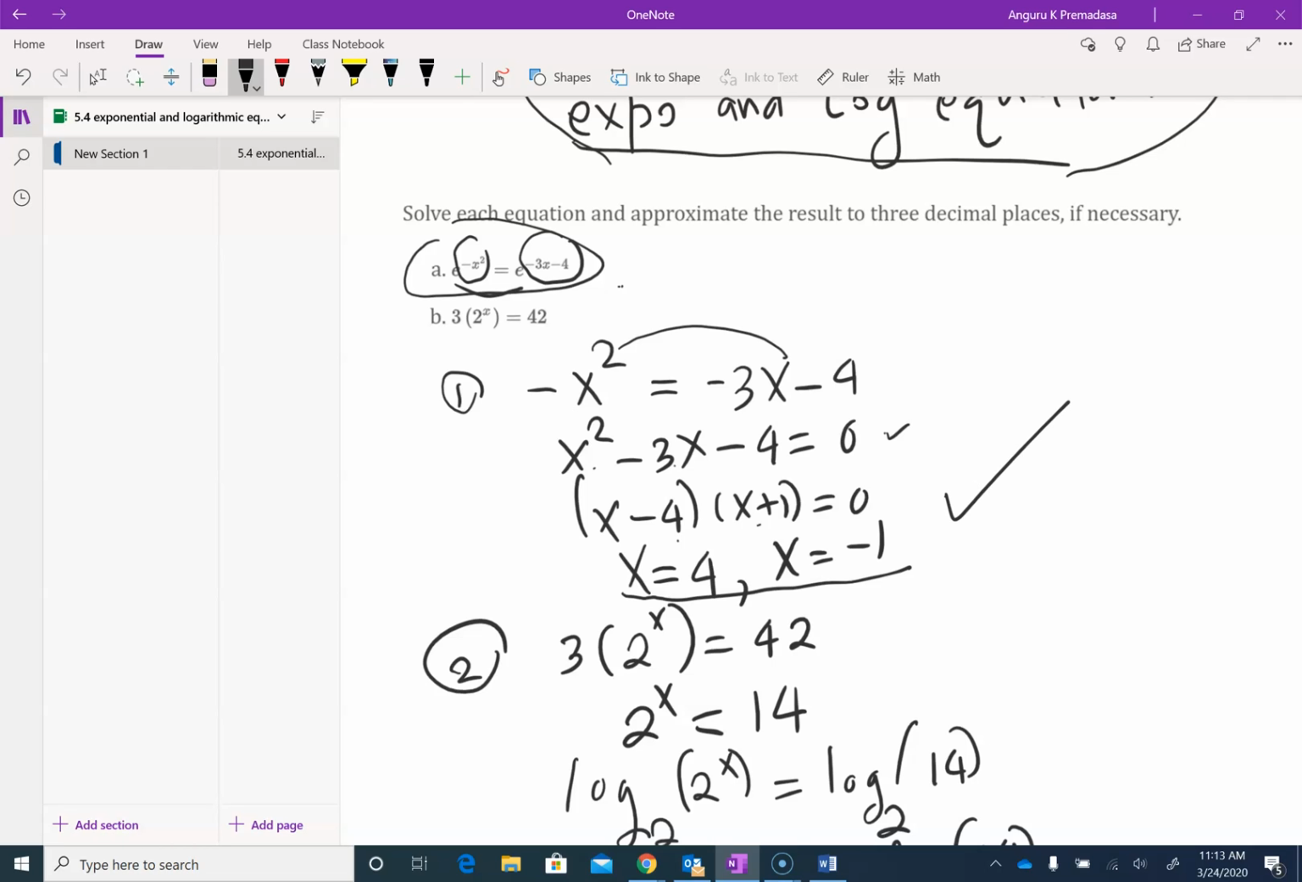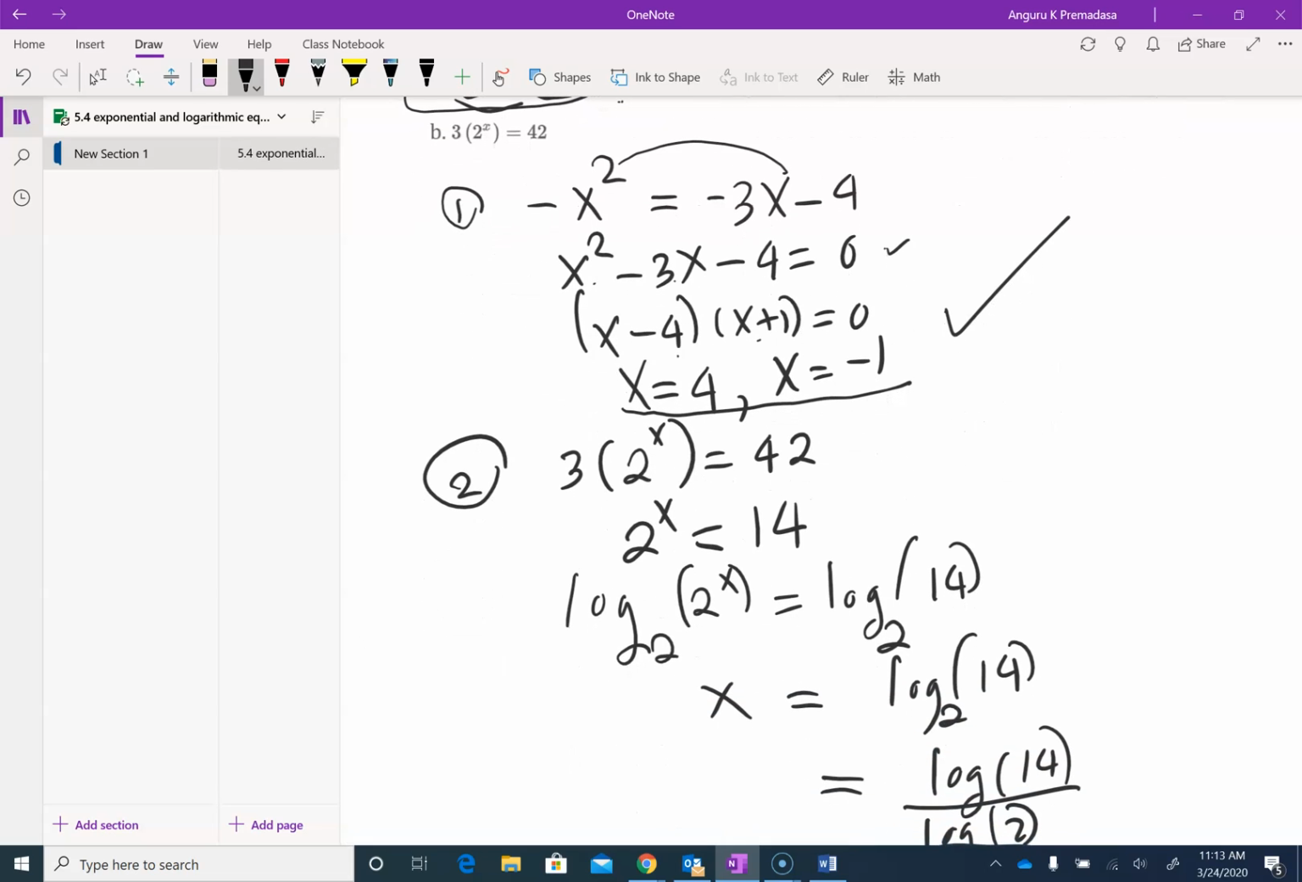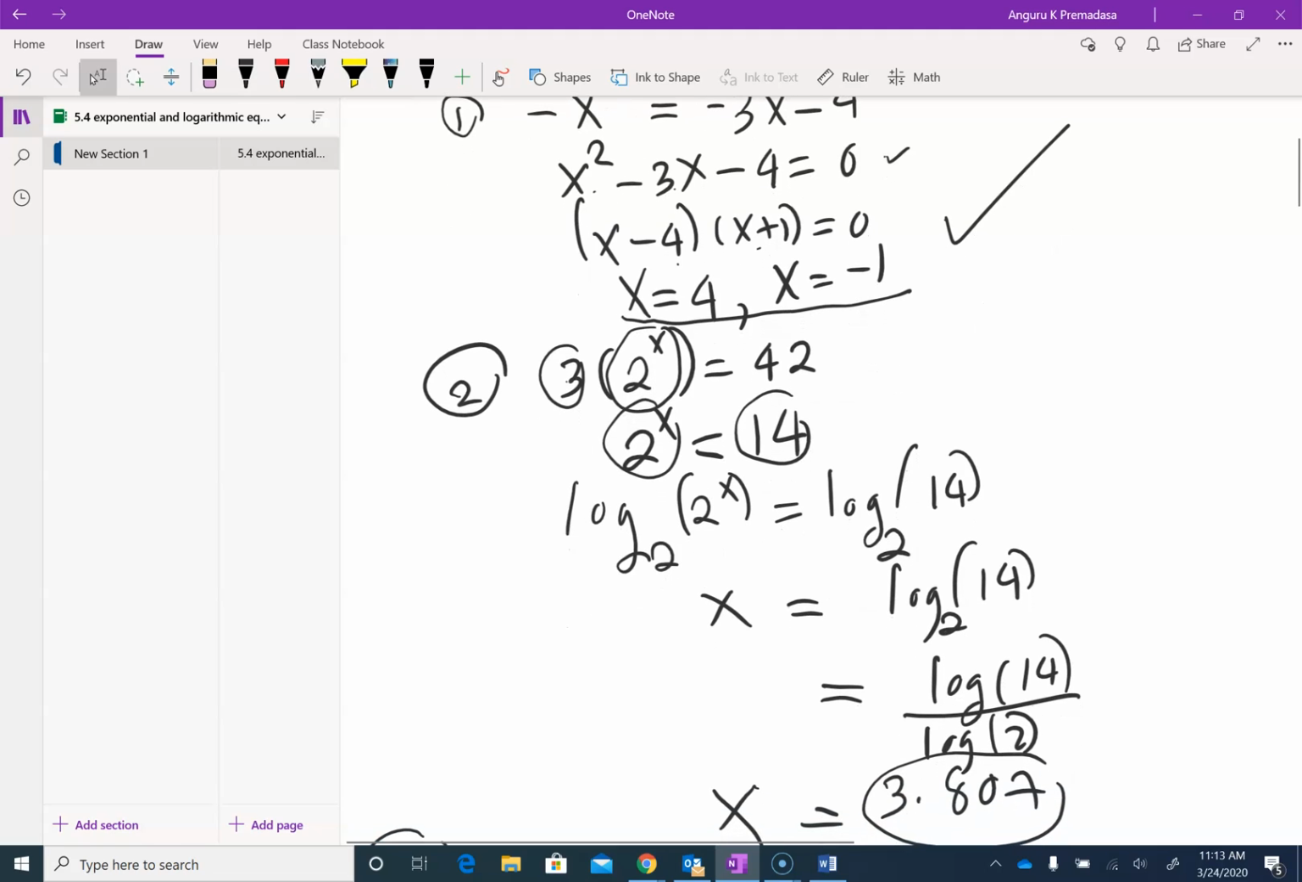Now let's do the second one, which is 3 times 2 to the x equals 42. In this situation, make sure that you isolate the exponent before you solve. So how do you isolate the exponent? The exponent part is this, so you get rid of 3 by dividing both sides by 3. This is 2 to the x, and this becomes 14, because 42 divided by 3 is 14. And now you have 2 to the x equals 14.